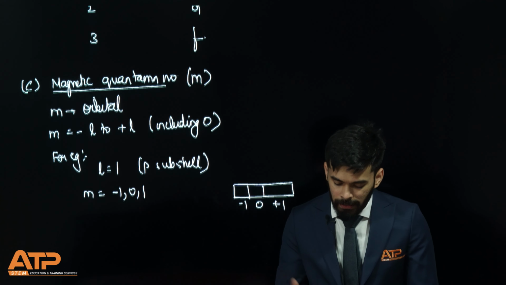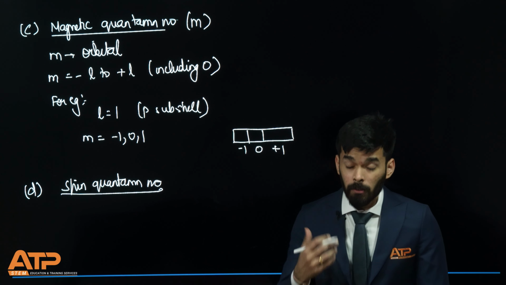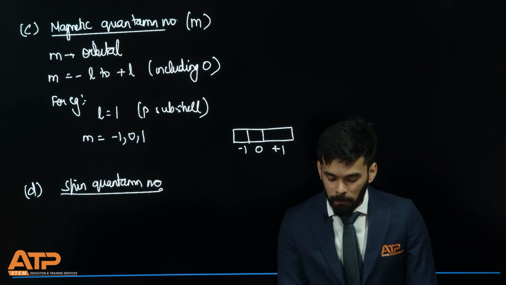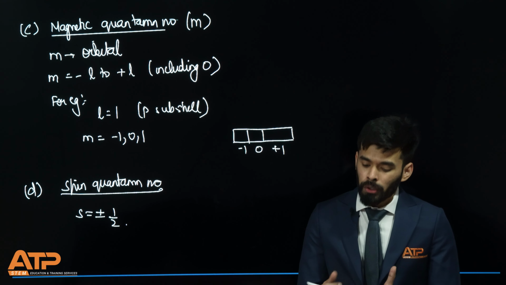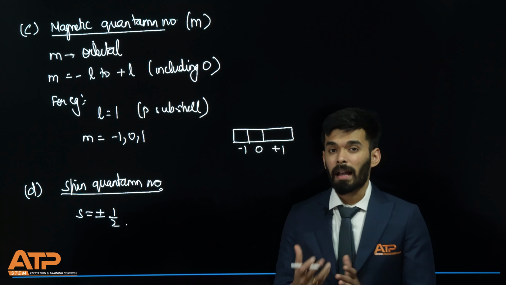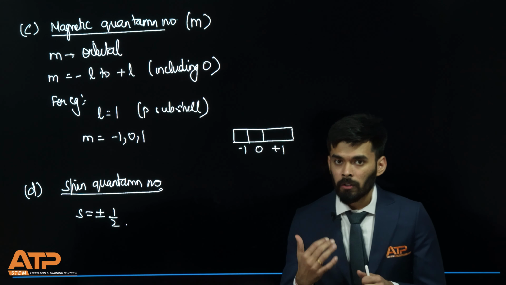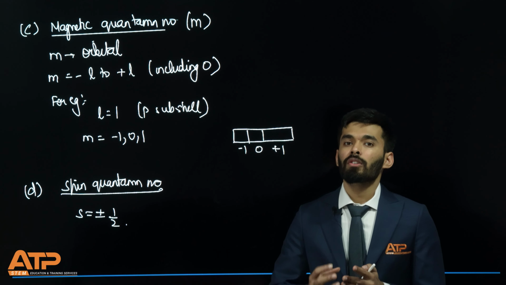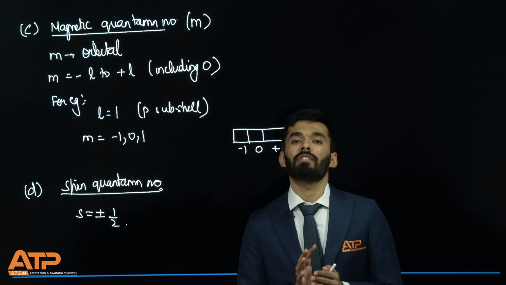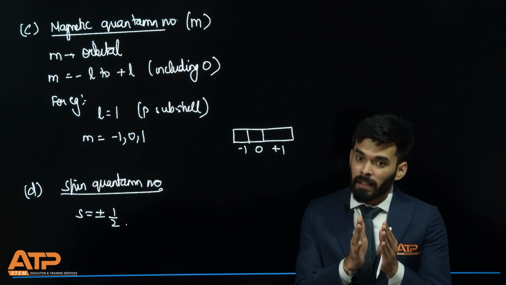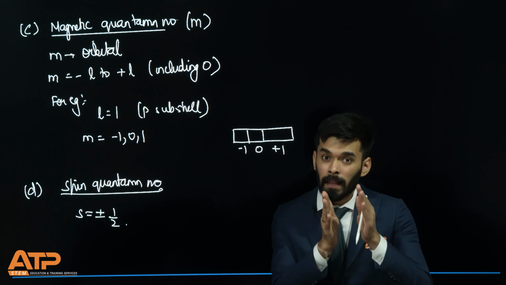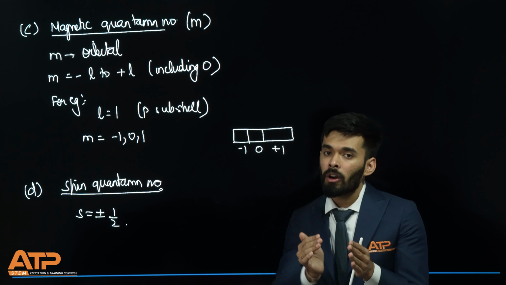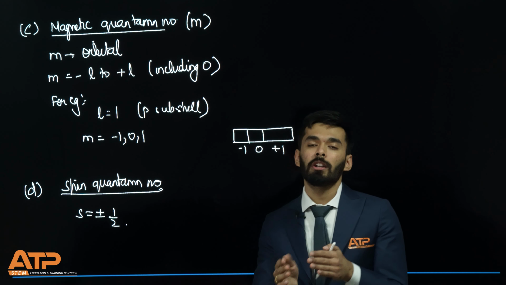Let's move ahead to the next quantum number, which is spin quantum number. So spin quantum number can have only 2 values, plus half and minus half. Each value corresponds to a spin of the electron. An electron can spin either in clockwise direction or in anti-clockwise direction. So if clockwise is assigned plus half spin quantum number, anti-clockwise will be assigned minus half, and vice versa.